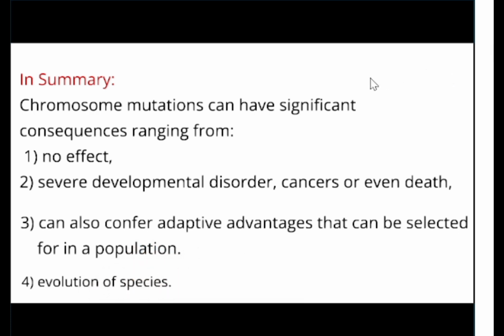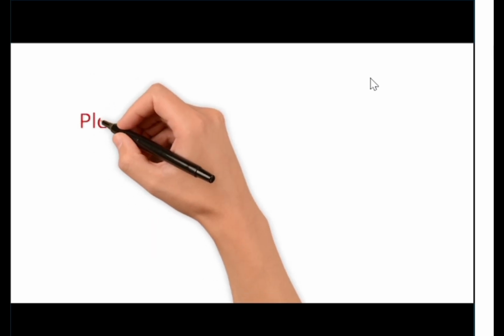So that brings us to the end of this lecture. All right. I believe you have learned what chromosome mutation is and what brings about chromosome mutation.